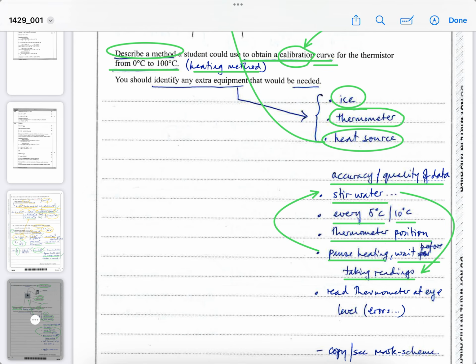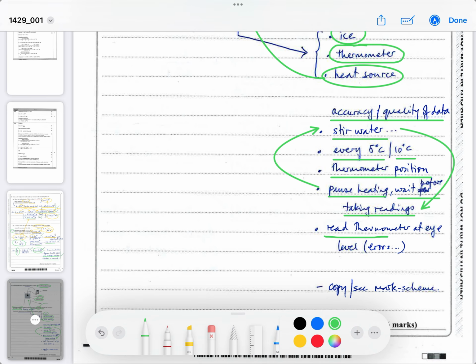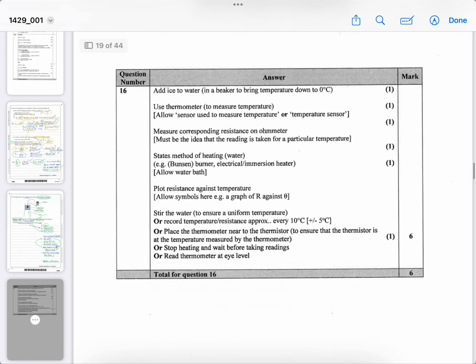Now, you should also make sure you read the thermometer at eye level to avoid any errors in reading. Okay, random errors. Okay, now I have copied the mark scheme. Let's have a look at the mark scheme, which may be clearer than the way I've just bullet pointed it. So let's see, where is the mark scheme? Question 16. There it is.